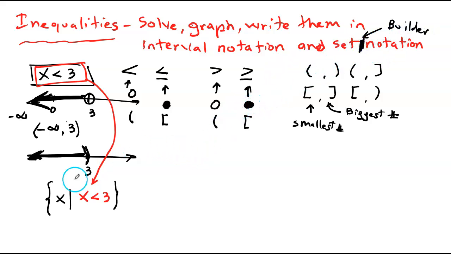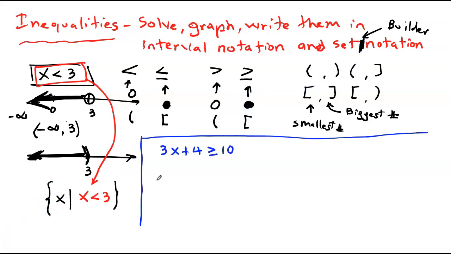So let's work on another example. We have now 3x plus 4 greater than or equal to 10. The idea is to solve for x, graph, write interval notation and set notation. So let's solve. When we solve an inequality, it's the same thing as solving a regular equation. We need to leave the x by itself, cancel the 4: minus 4, minus 4. So I have 3x greater than or equal to 10 minus 4, which is 6.